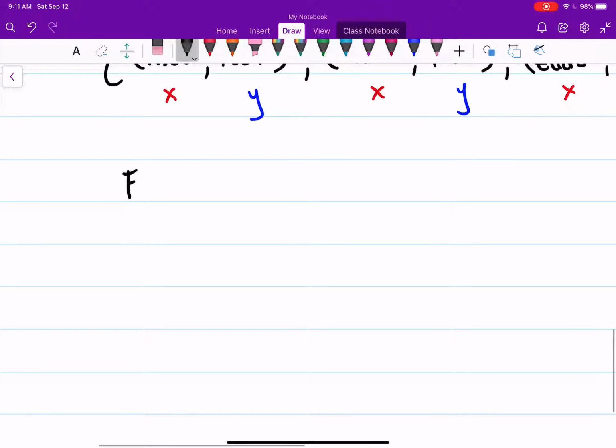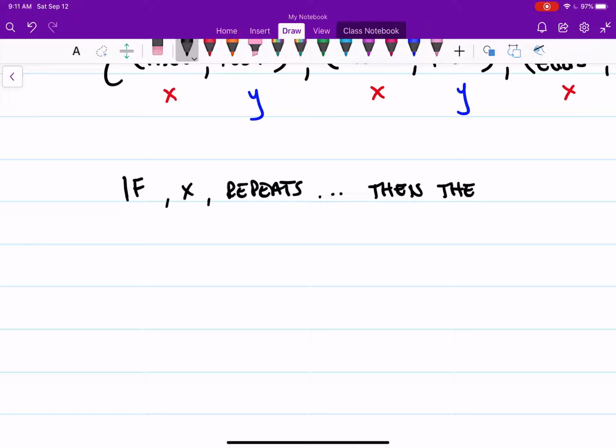What you notice is that if the x repeats, then the relation is not a function.